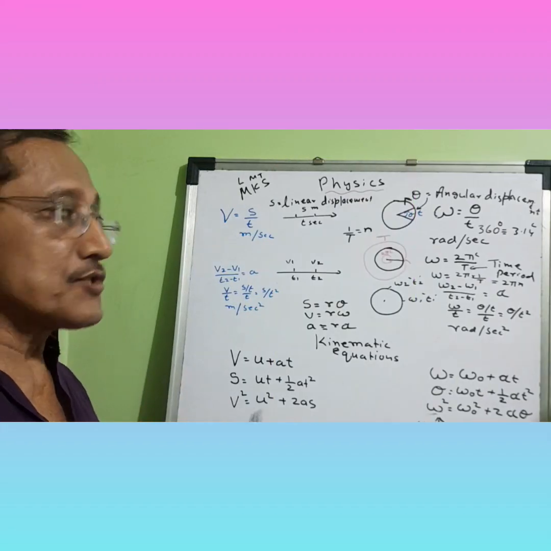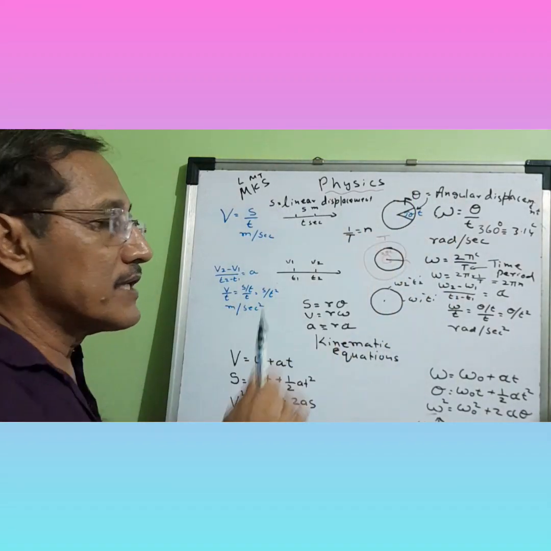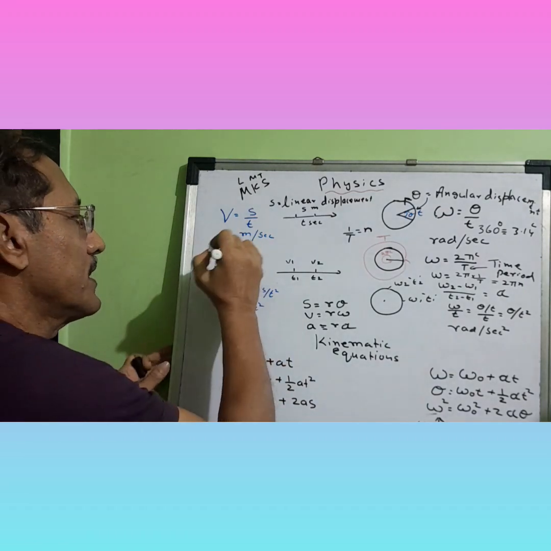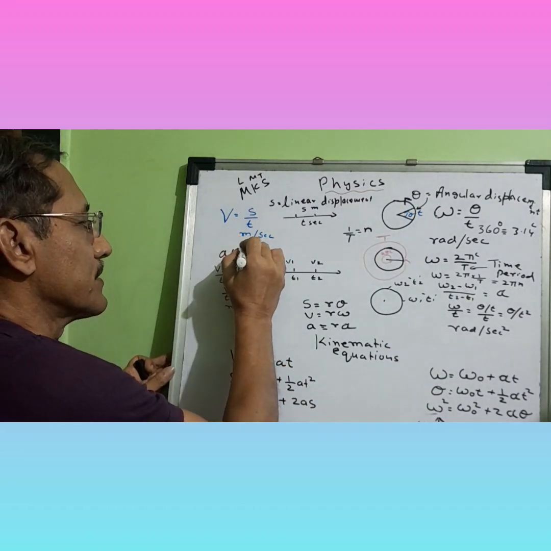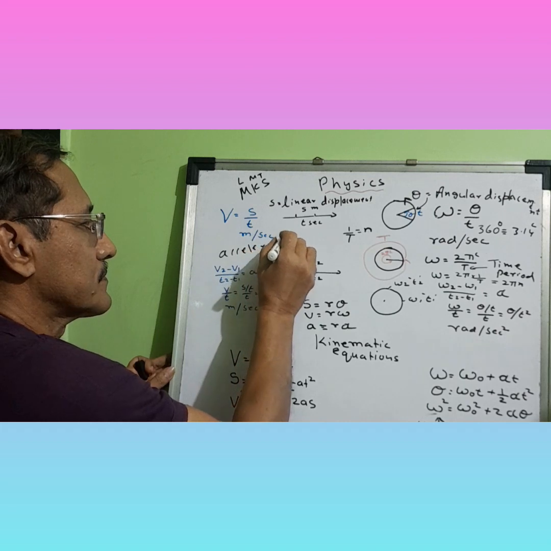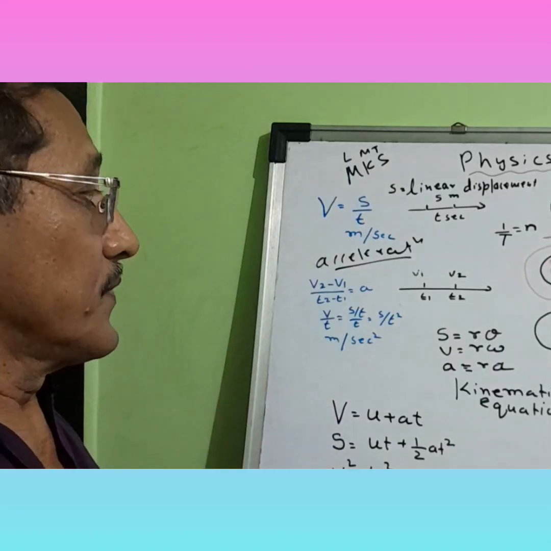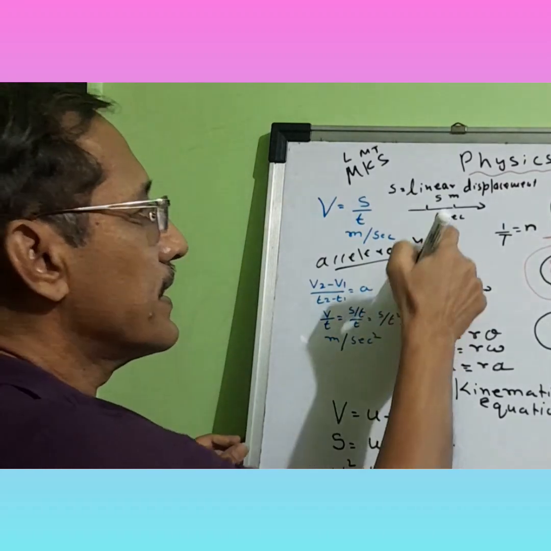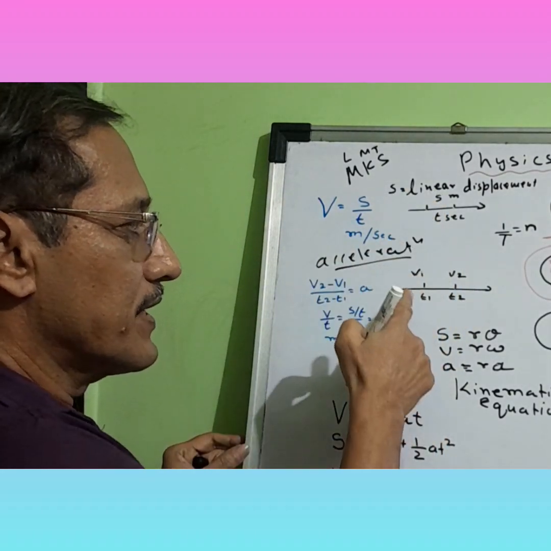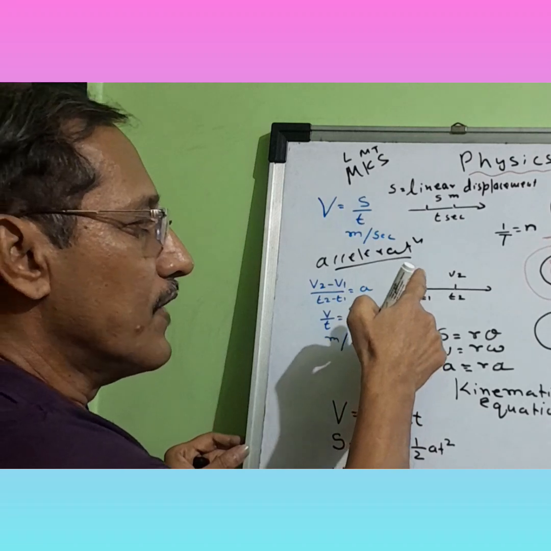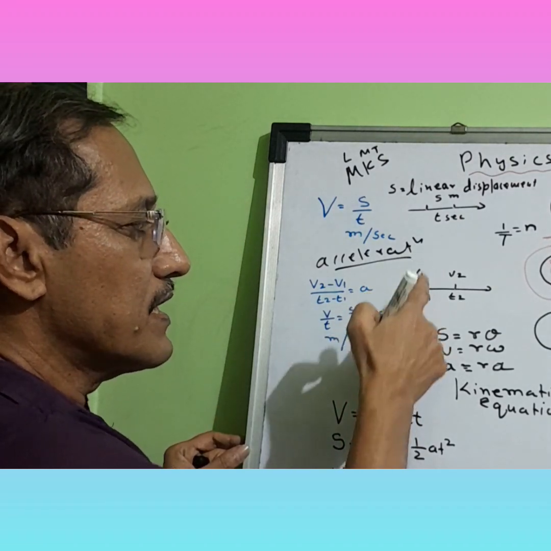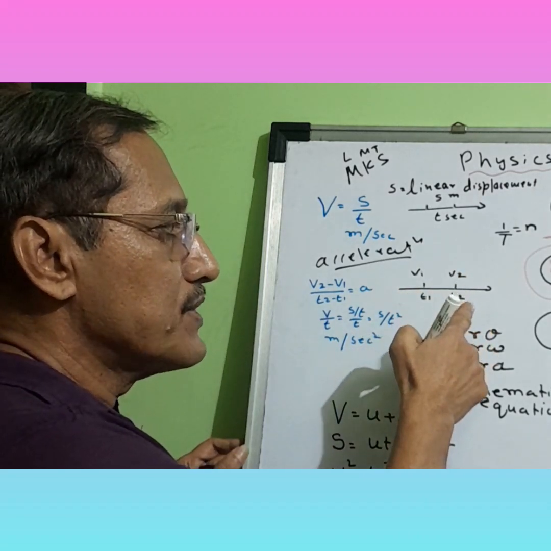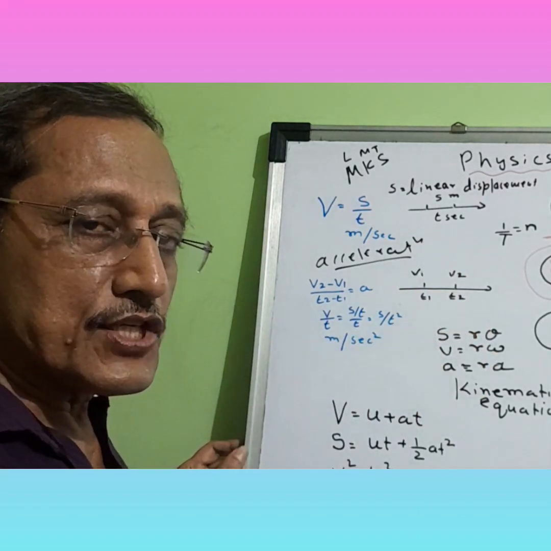Okay, having understood linear displacement and angular displacement, now let's focus on acceleration. Here it was distance covered s; now I see that velocity v1 is at time t1, and velocity v2 is at time t2. So what is acceleration?